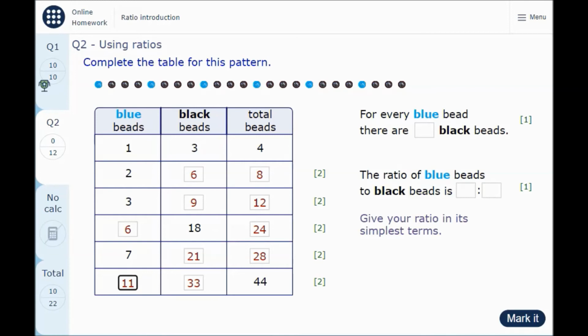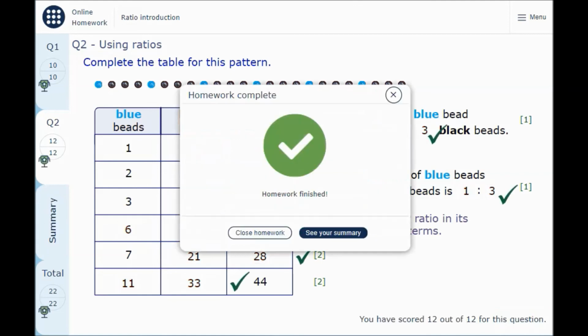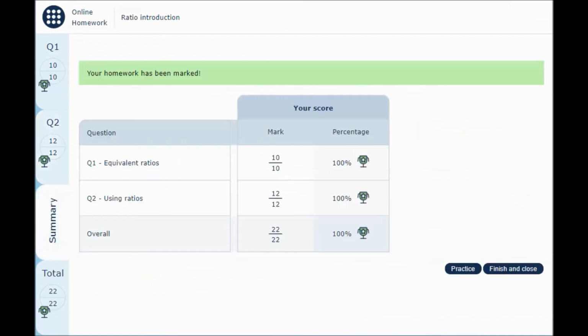The question on the right, for every blue bead, there are how many black beads? So for every blue bead, there are 3. If I can get the blue beads down to 1, I can say how many black beads there's going to be. So for every 1 blue bead, there is 3 black beads. And I can see that in the pattern up here. The ratio of blue beads to black beads, in the simplest form, is the one at the top there. So it's 1 blue bead to 3 black beads. And that's the ratio homework done.